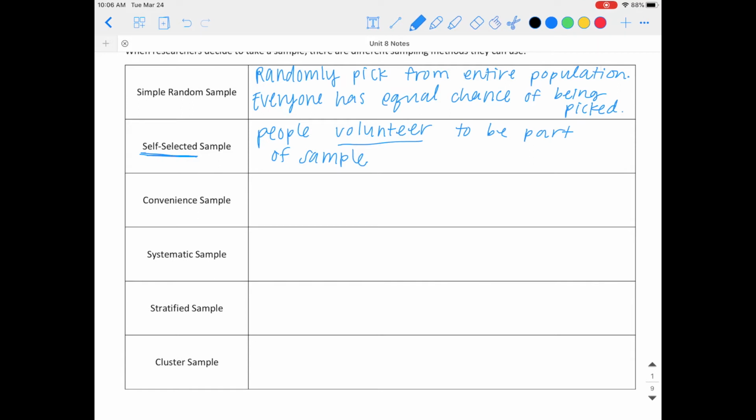Okay, the next one is a convenience sample. This one is convenient to the person who's trying to conduct the survey or put that sample together. It's just selecting people based on how accessible they are to me. So people who just happen to be in a certain place when I need to talk to them, that would be a convenience sample because it's convenient for me to just pick those people.